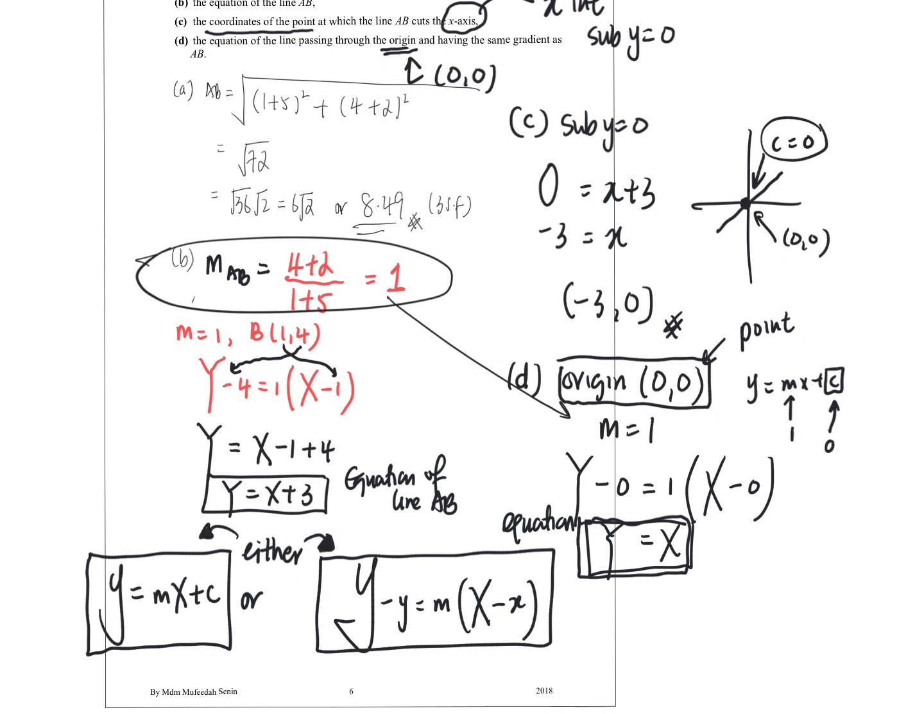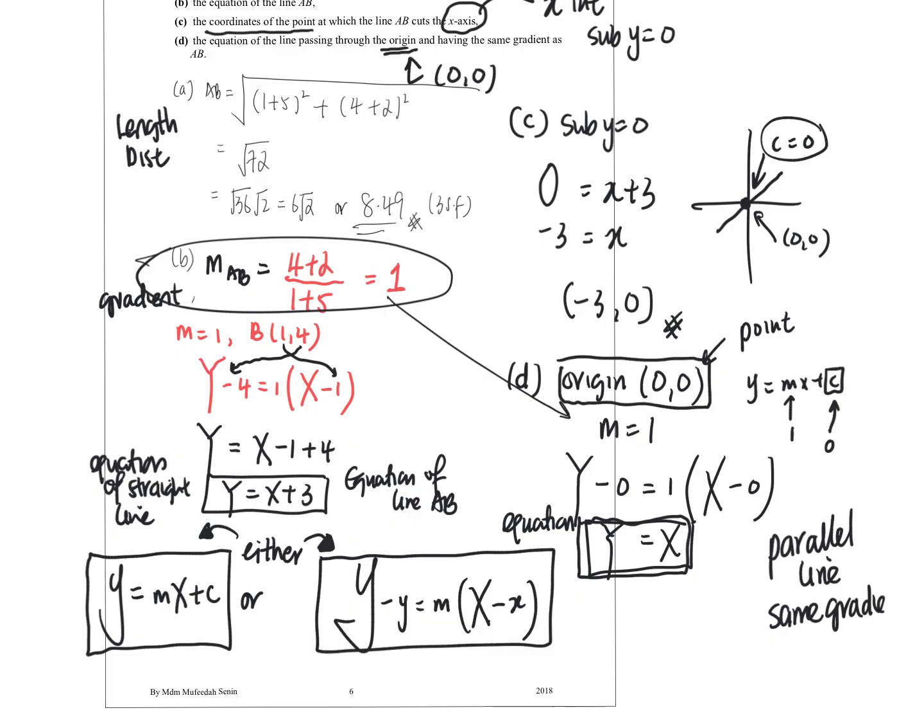So this question itself tests you on length, sometimes they use distance. Test you on gradient. Test you on equation of a straight line. So everything that is important in chapter 4 is tested in one question. So coordinate geometry can be tested in one single question. So parallel line means same gradient.